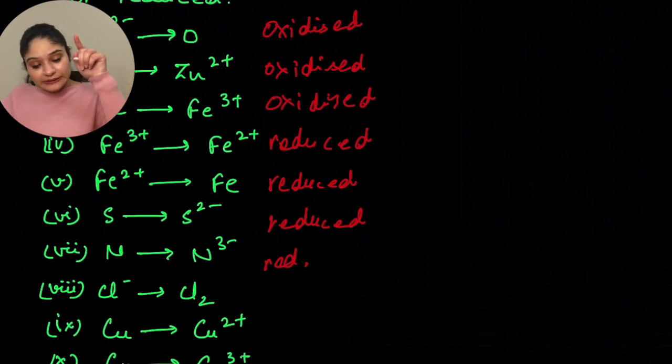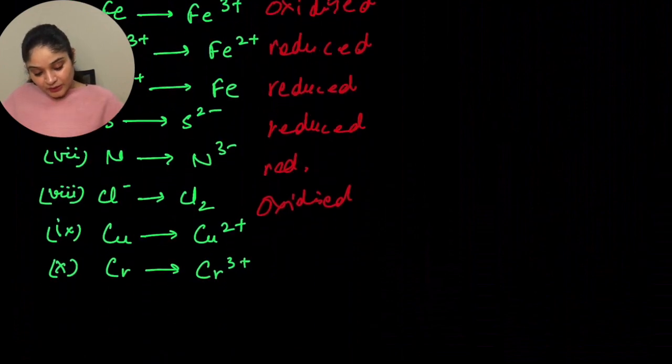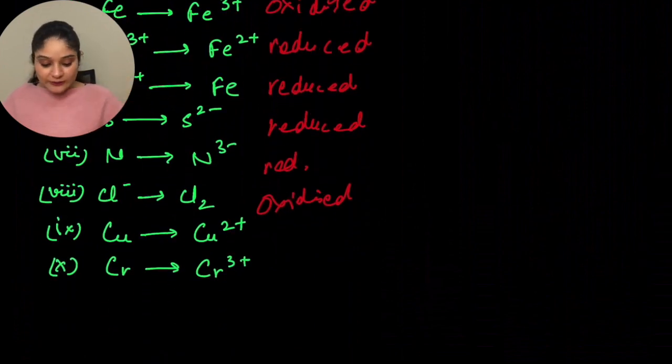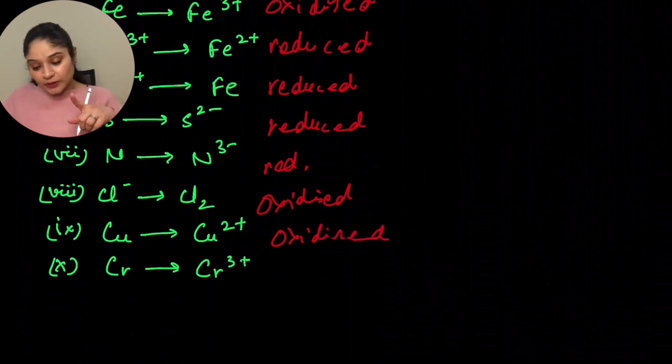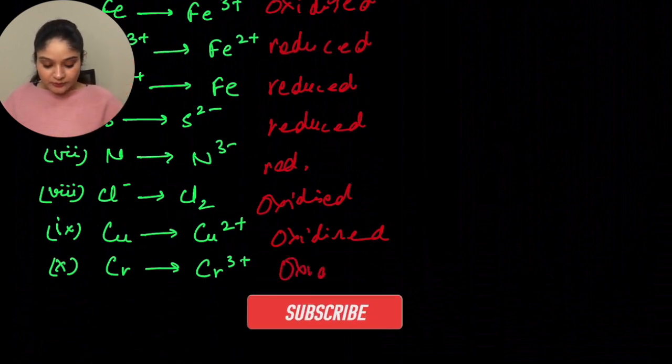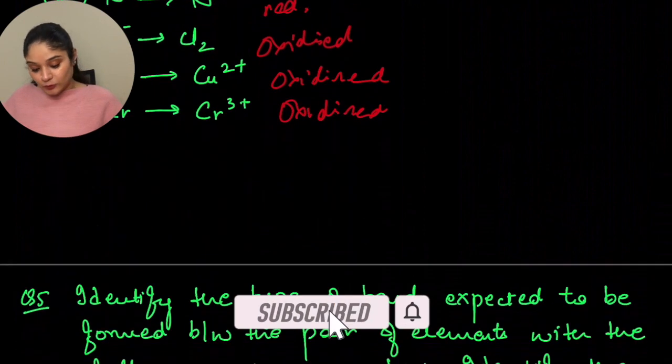Then you have chlorine Cl minus giving you a chlorine molecule. That means it is being oxidized. Then the next is copper giving you Cu2+. So that is being oxidized. And then the last one is chromium. So this is chromium giving you a chromium ion, that is 3+. That is also being oxidized. Let's move to the next one.